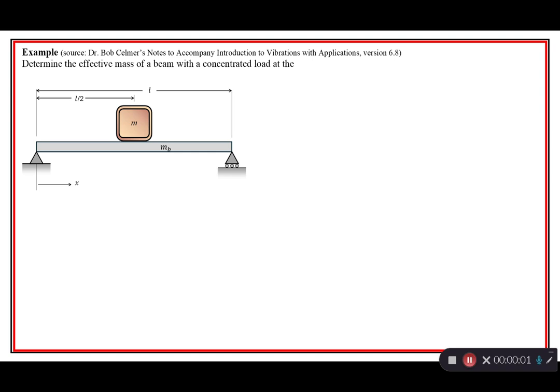All right, so here's the last example for week 2 and the energy methods. This is an example problem from Dr. Bob, and we want to determine the effective mass of a beam with a concentrated load at the center. First thing, we could look up and find the displacement on a beam.